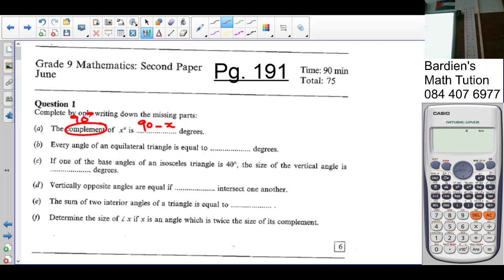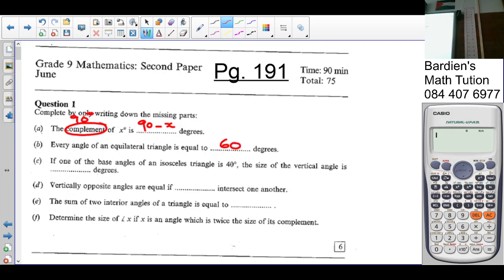Okay? Every angle of an equilateral triangle is equal to what? It's equal to 60 degrees. Remember, in an equilateral triangle, all angles and all sides are equal. Not so? So in an equilateral triangle, all angles are equal to 60 degrees.